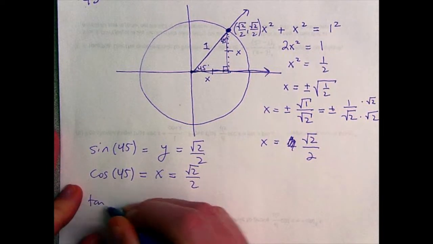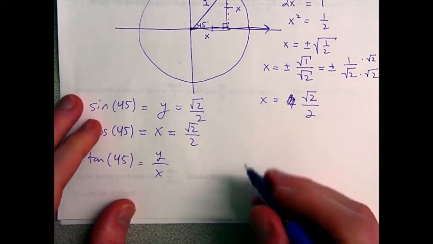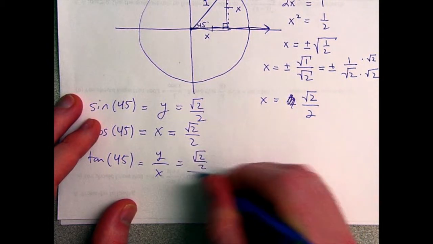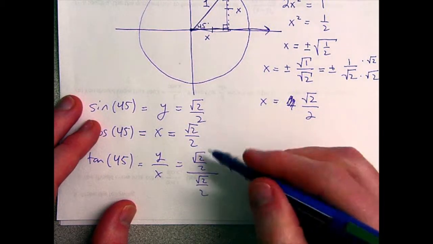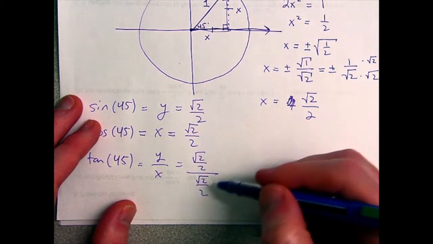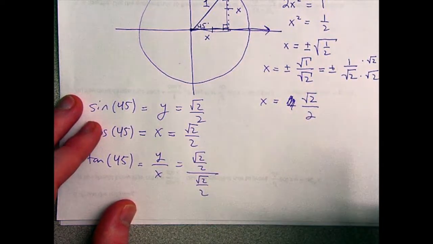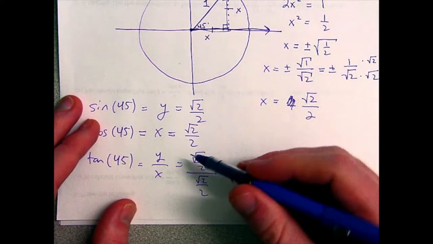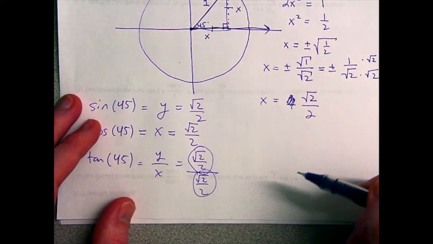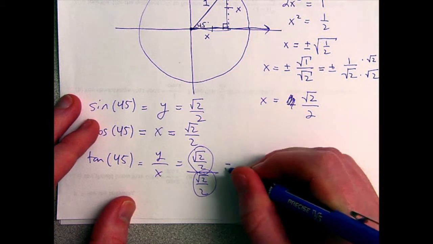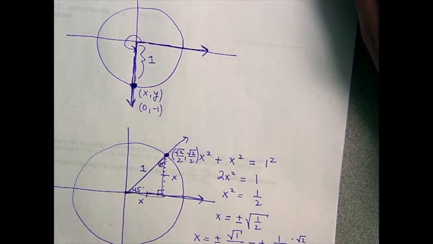As far as tangent is concerned, tangent is defined as y over x. I suppose that would give us root 2 over 2 over root 2 over 2. You can simplify this by doing some complicated keep it, change it, flip it stuff, like taking one fraction and dividing by another fraction is the same thing as multiplying by the reciprocal. Or you can just recognize that the numerator and denominator of this big fraction are equal, and so therefore this whole thing is really just 1. So the tangent of 45 is 1.